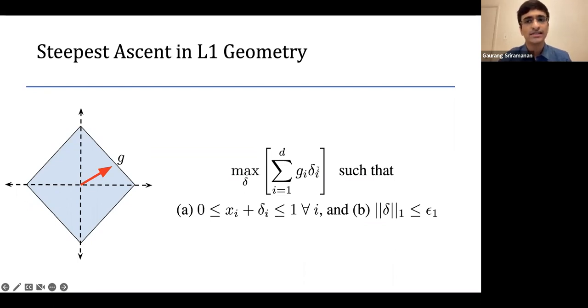Whereas let's look at steepest ascent in L1 geometry. So what do we need to do? We want to find the perturbation delta which maximizes the inner product with the gradients g_i here, such that the final image lies within image constraints as before, and that the perturbation has a limited L1 norm, which is depicted as epsilon 1 here.